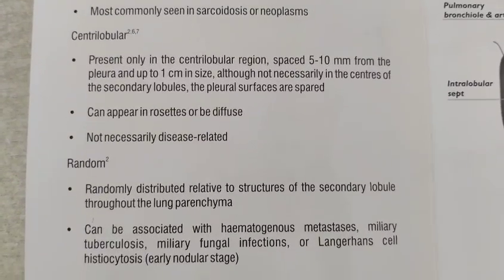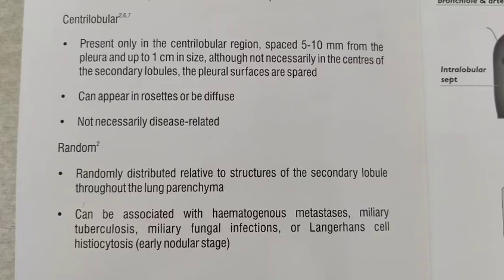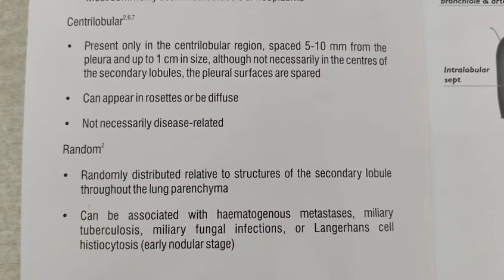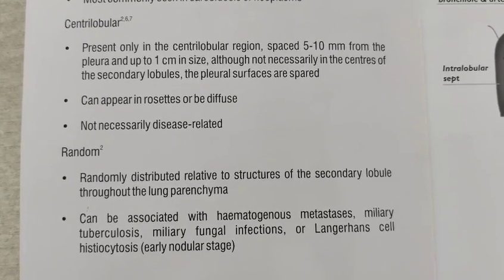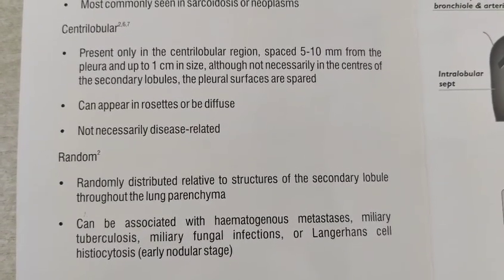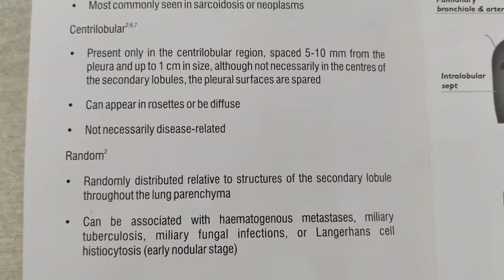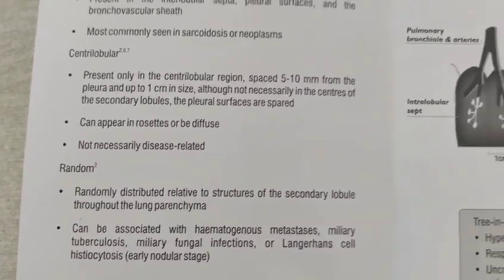Random distribution of nodules: randomly distributed relative to the structures of the lobule throughout the lung parenchyma. They can be associated with hematogenous metastasis, miliary tuberculosis, miliary fungal infections, or Langerhans cell histiocytosis, early nodular stage.